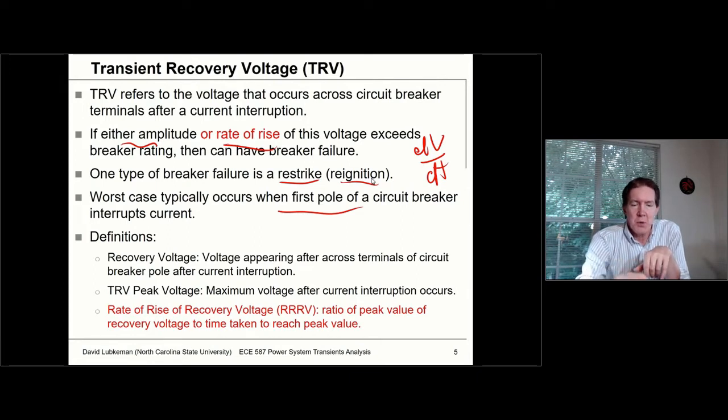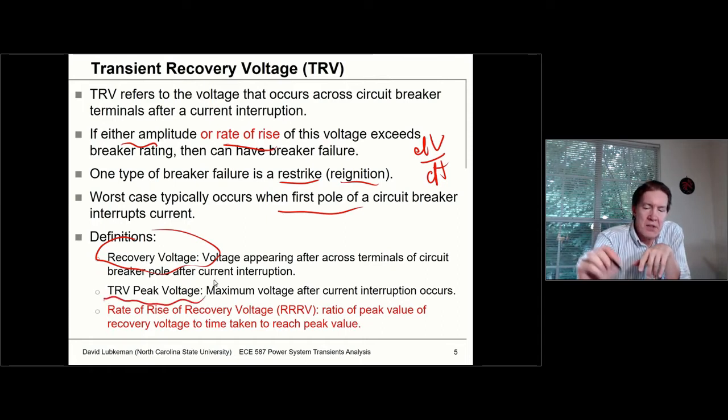When we talk about this phenomenon, we'll be talking about the recovery voltage. This is the voltage we're actually going to get across the terminals, kind of like the instantaneous value. We're concerned about this peak, the worst case stress. And sometimes instead of talking about dV/dt, we simply use the term rate of rise of recovery voltage, or RRRV. Again, this is the ratio of the peak value with respect to the time taken to reach that peak value.